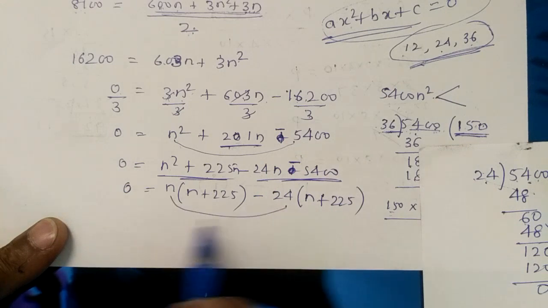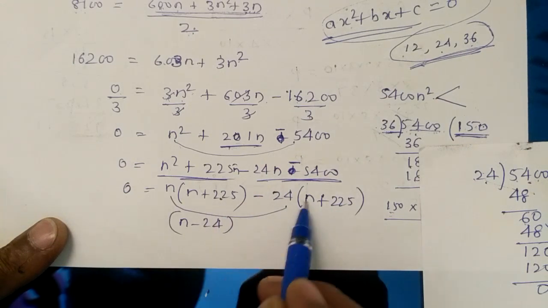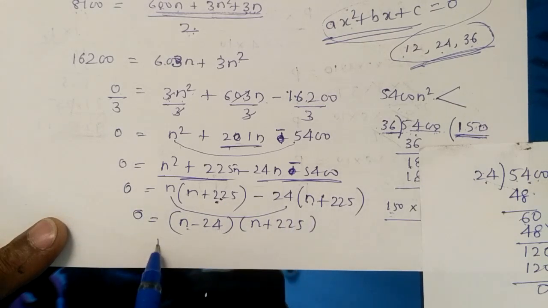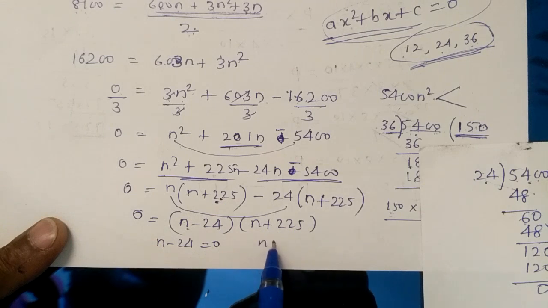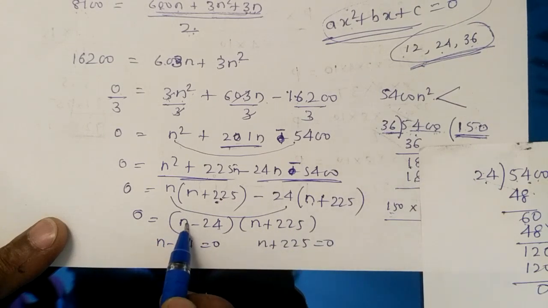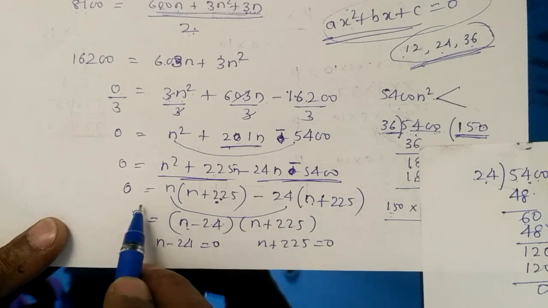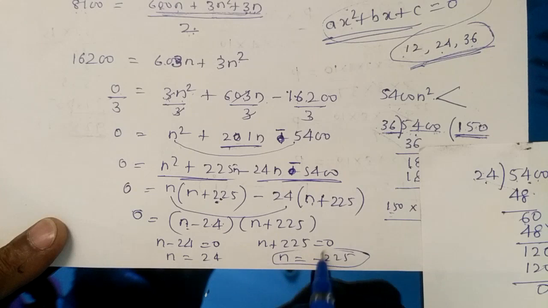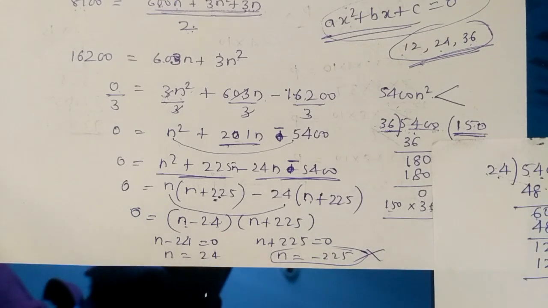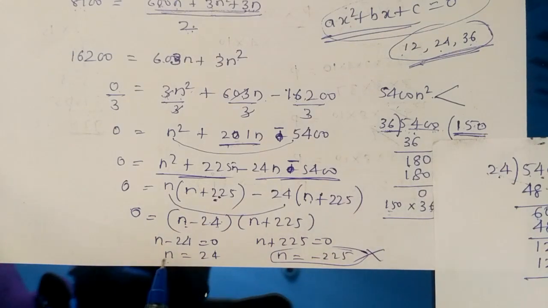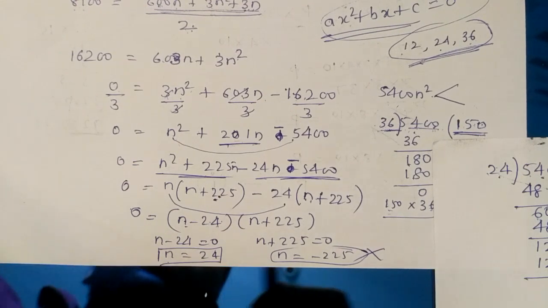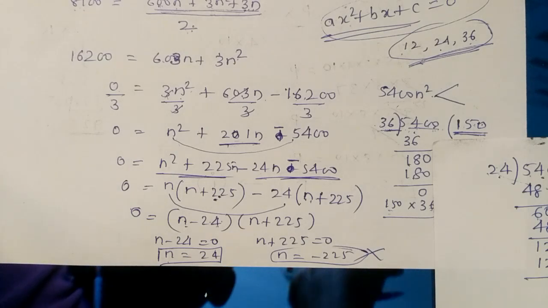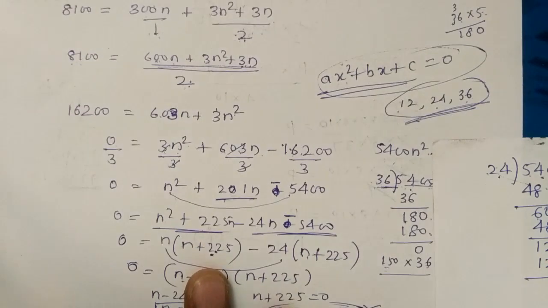Then these two bracket combinations: n minus 24 is equal to 0, n plus 225 equals 0. Then n is equal to 24, and here n is equal to minus 225. Minus 225 does not exist because the number of months can never be negative. So the final answer is n is 24. Look at this, so this account was held for 24 months. The answer is 24 months. If you want to write it in years, it is 2 years.